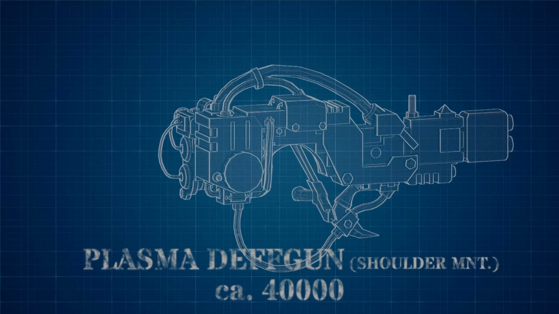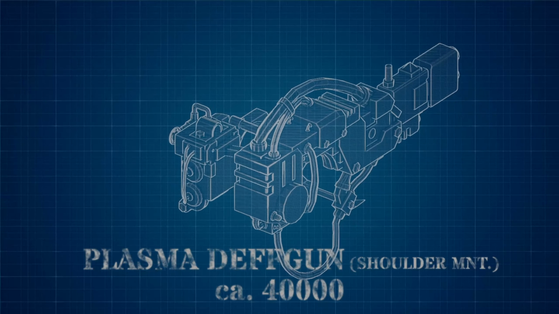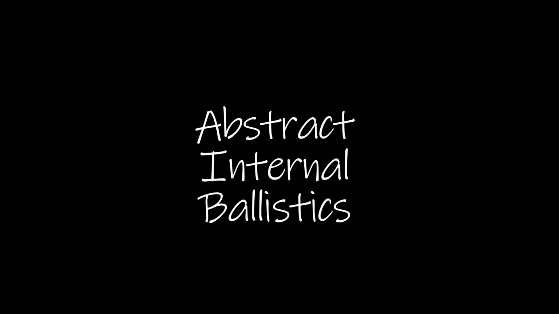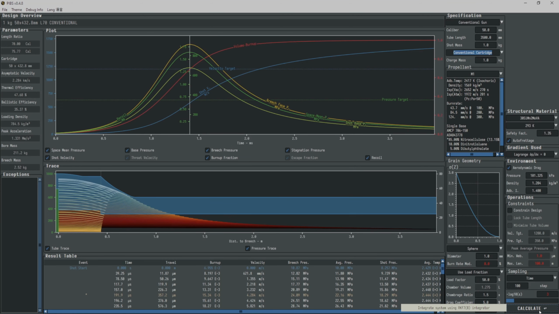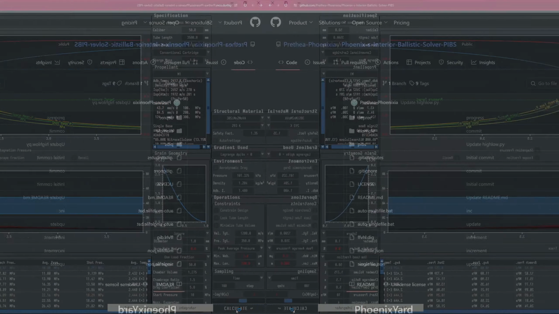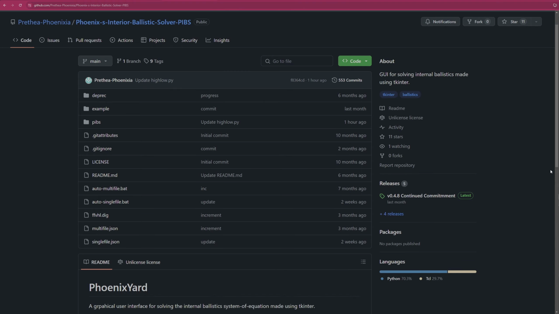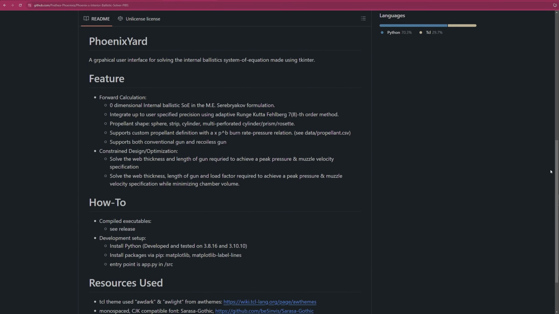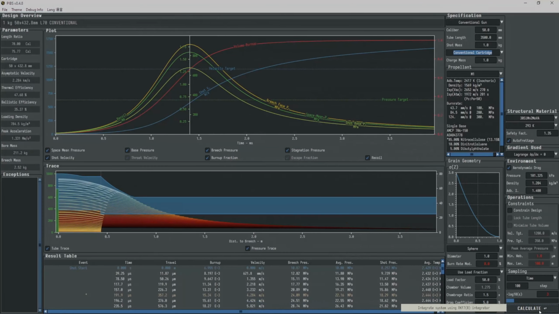Let's quickly go through the last video's to-dos and see what we got done. Abstract internal ballistics. With the many references provided by Phoenix from the Discord server, and the ballistics calculator Phoenix provided, check it out here, I was able to dumb down internal ballistics enough to the point where I could understand it. I chose my control parameters and got some decent looking calculations going.